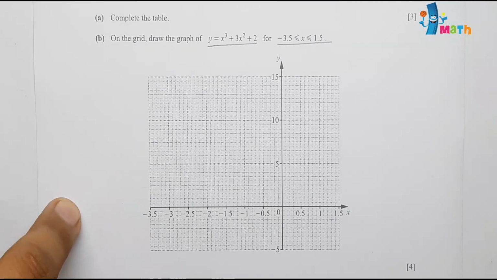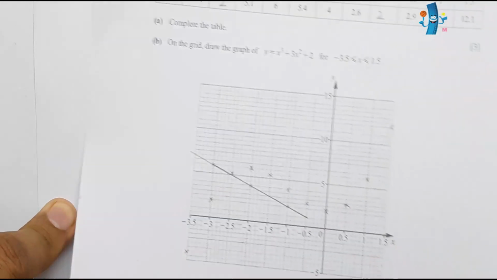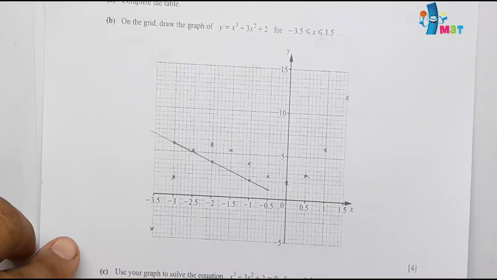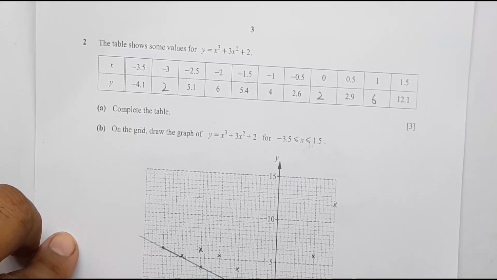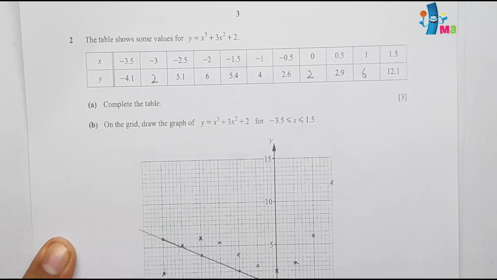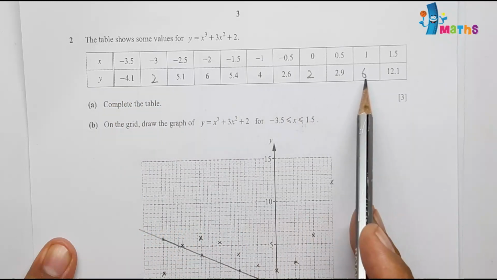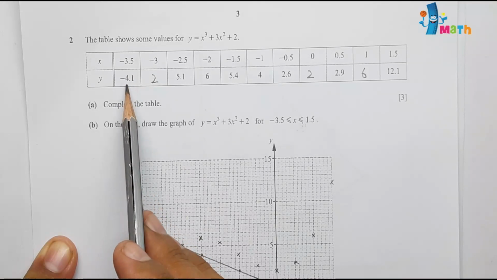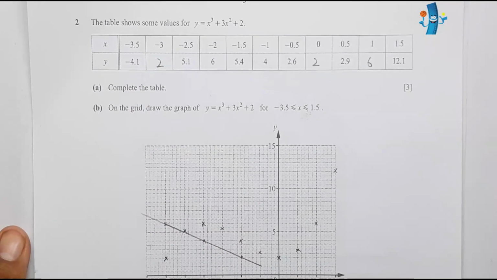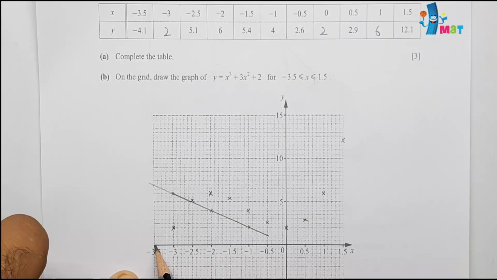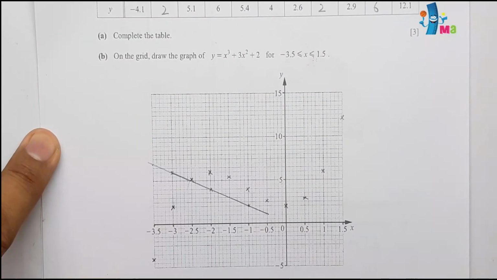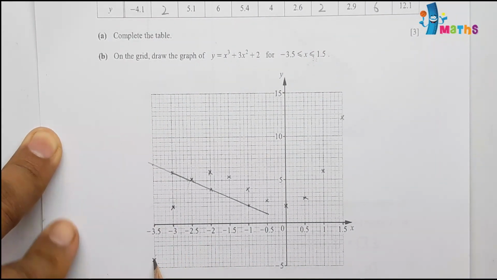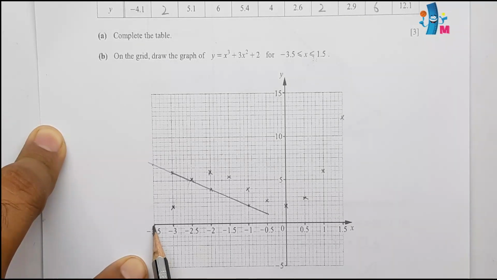So to reduce the time, I have pointed out these points on this chart for you. So the same grid which we have completed over here, these values we will be plotting on this one. For example, minus 3.5 and minus 4.1. So minus 3.5 and minus 4.1 is this one, first point. If I move a little above, so this is minus 4.1, first point, minus 3.5 and minus 4.1. So I have marked this point.